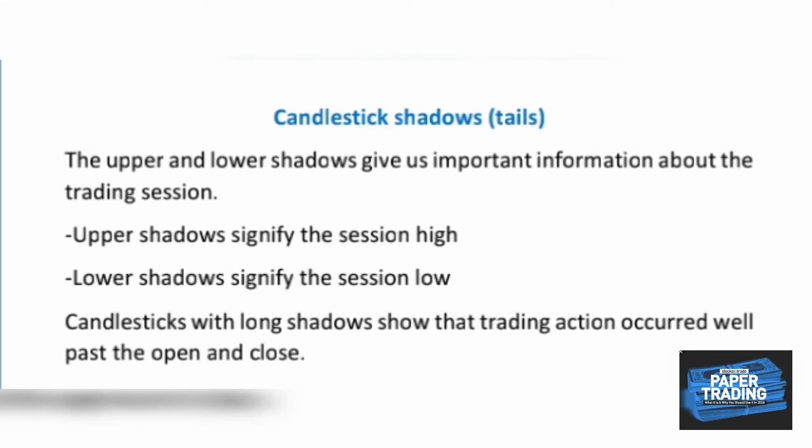So let's turn to the next topic, which is candlestick shadows, also known as tails. The upper and the lower shadows give us important information about the trading session. Upper shadow signifies the session's high price, that is the highest price, and lower shadow signifies the session's low, that is the lowest price. Candlesticks with long shadows show that trading action occurred well past the open and close. We can get a good signal from this about uptrend or downtrend.